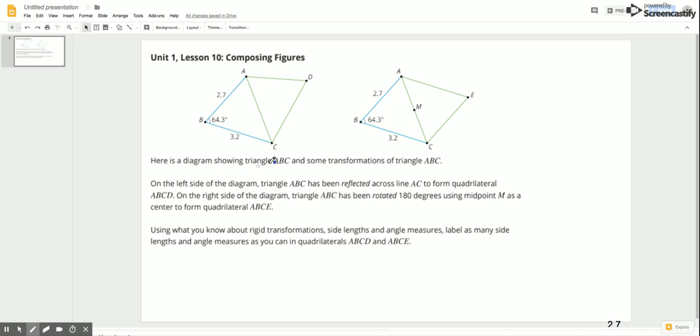Here's a diagram showing triangle ABC and some transformations of triangle ABC. So here we go, we have triangle ABC. We have it on both sides, left and right, triangle ABC. On the left side, this triangle ABC has been reflected across line AC. So this is our line of reflection, line AC on our left side diagram, to form quadrilateral ABCD. So you're talking about this entire quadrilateral ABCD.